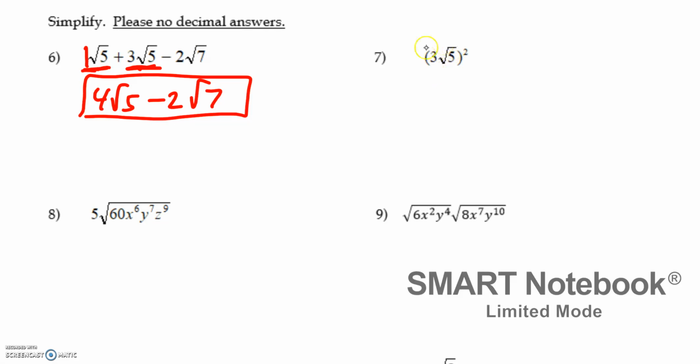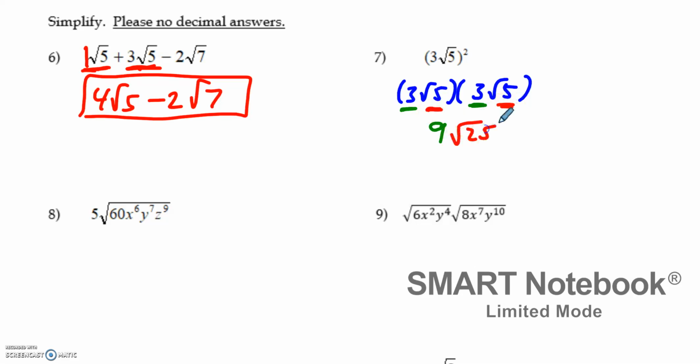Number 7, remember anytime you see something that is squared, I would consider writing it twice. So it's really 3 root 5 times itself. Now, there's no plus or minus signs here, so it's not FOIL, but I do see some like things I can multiply. 3 times 3 gives me 9. Root 5 times root 5 gives me root 25. Root 25 is really just 5. So 9 times 5, my final answer is just 45.